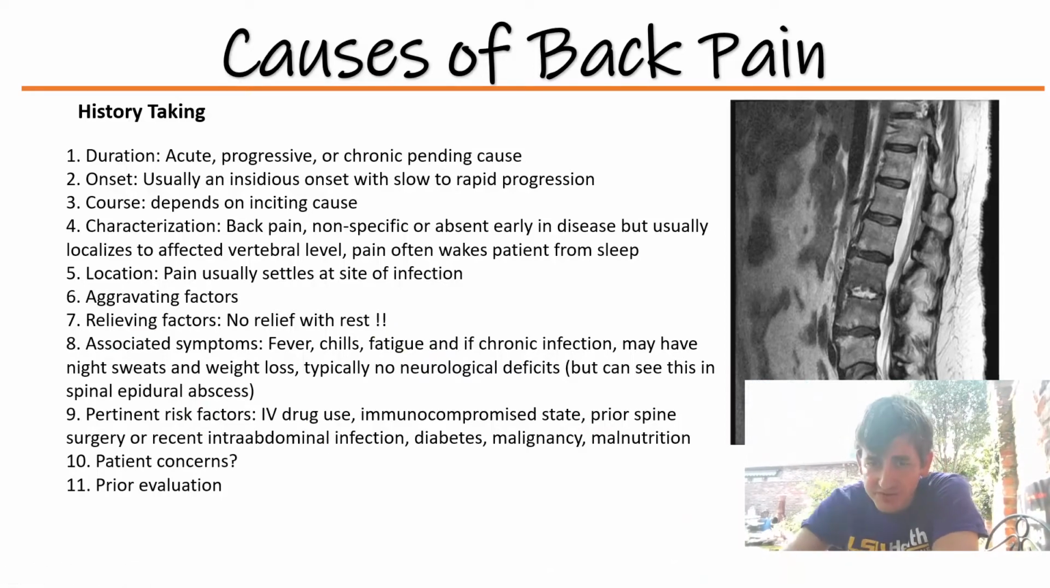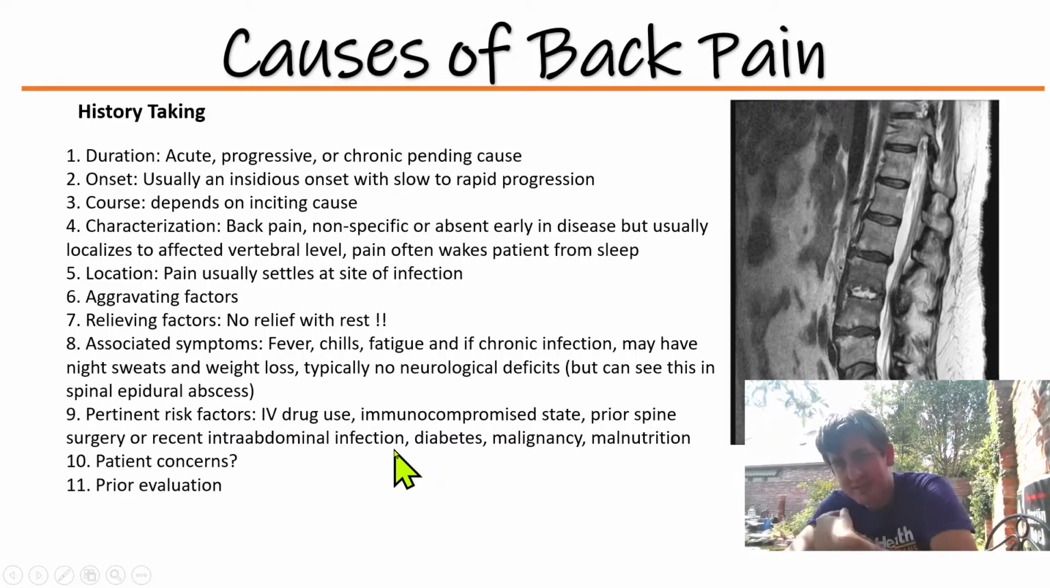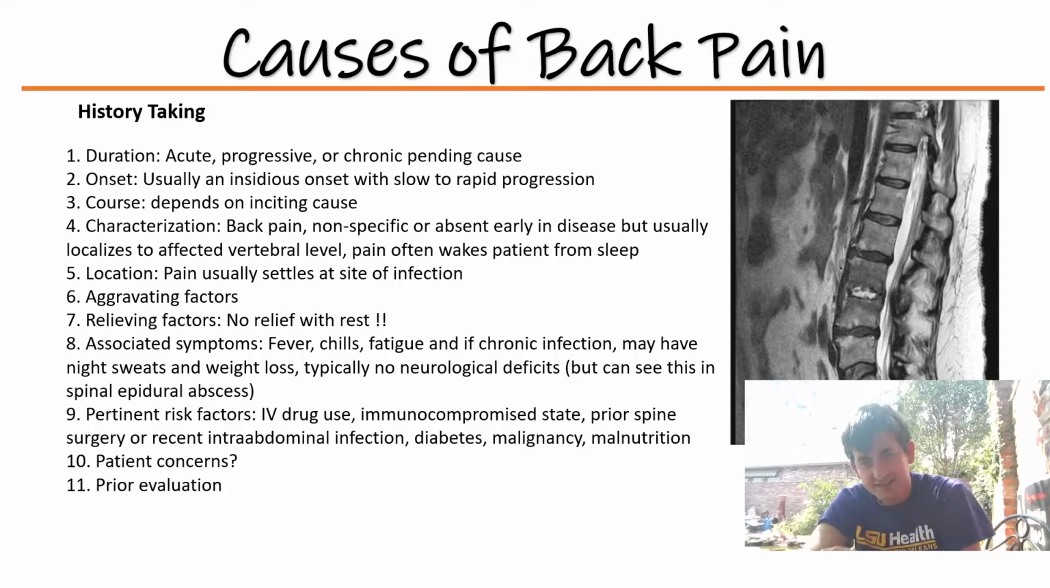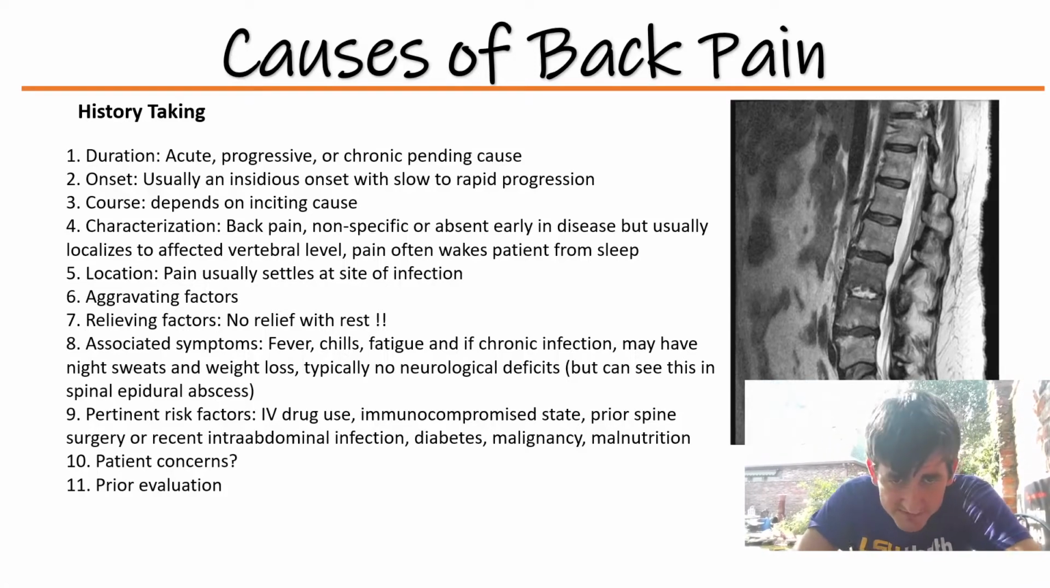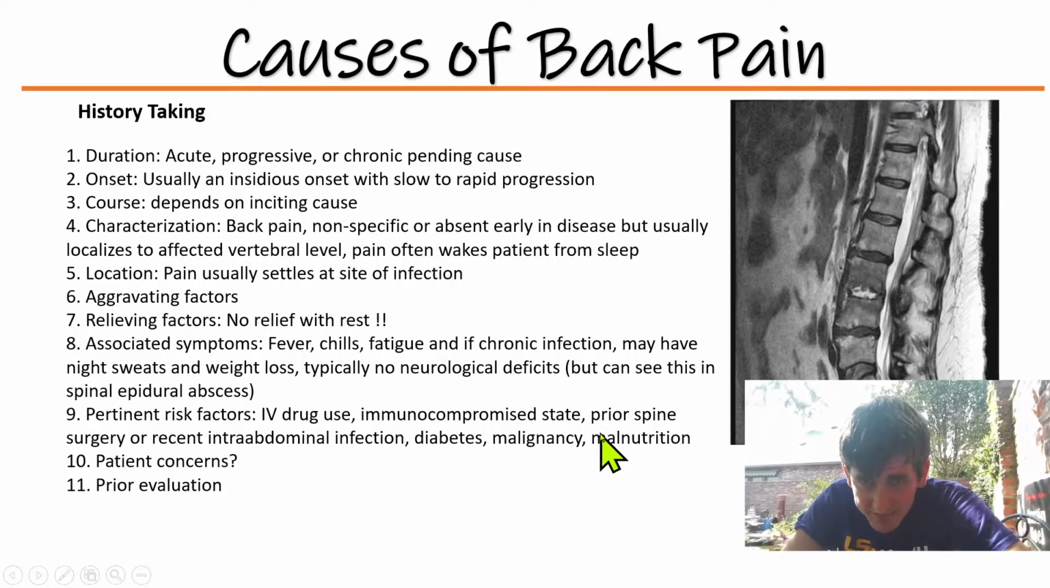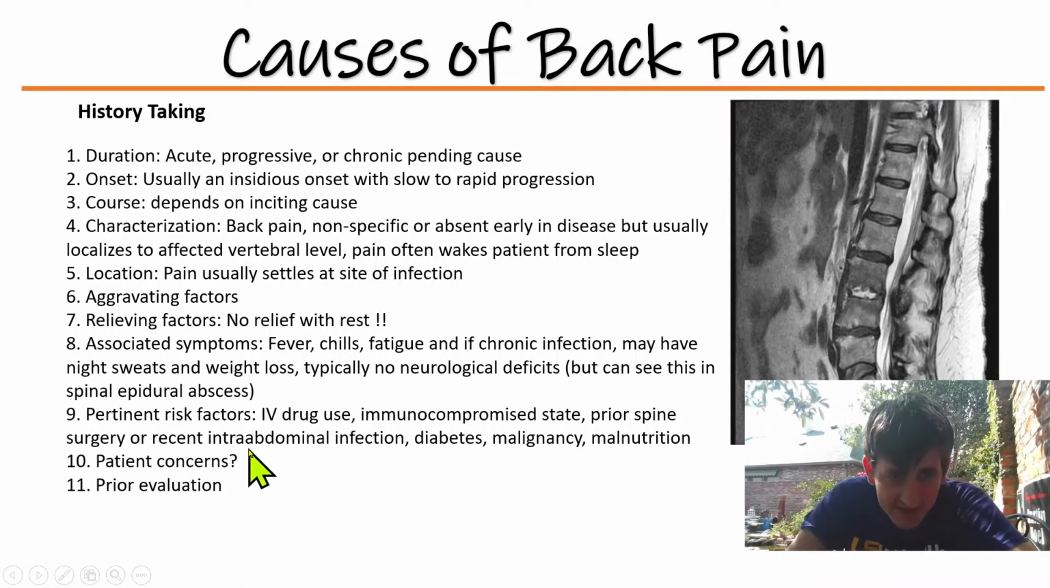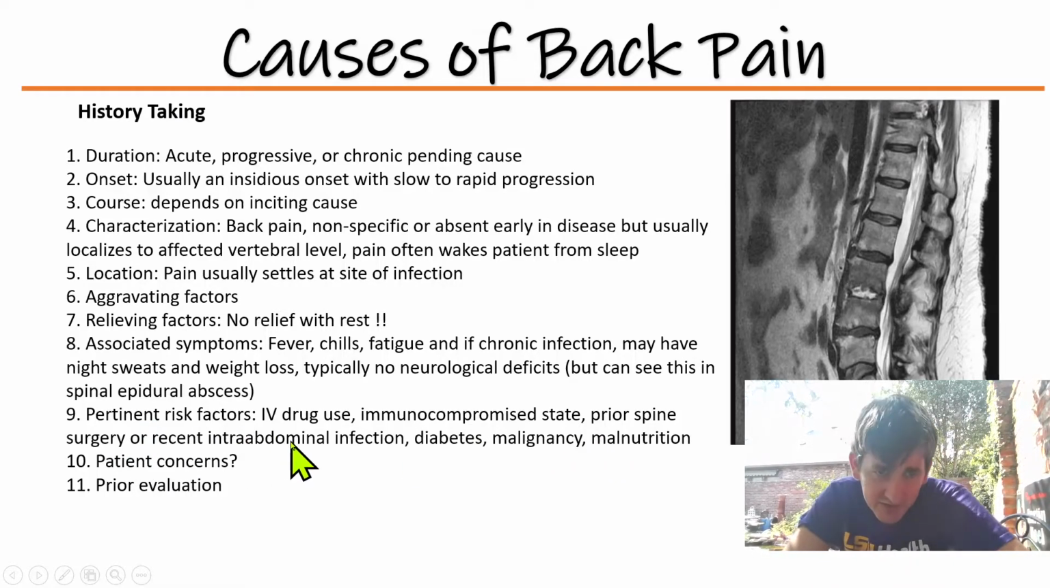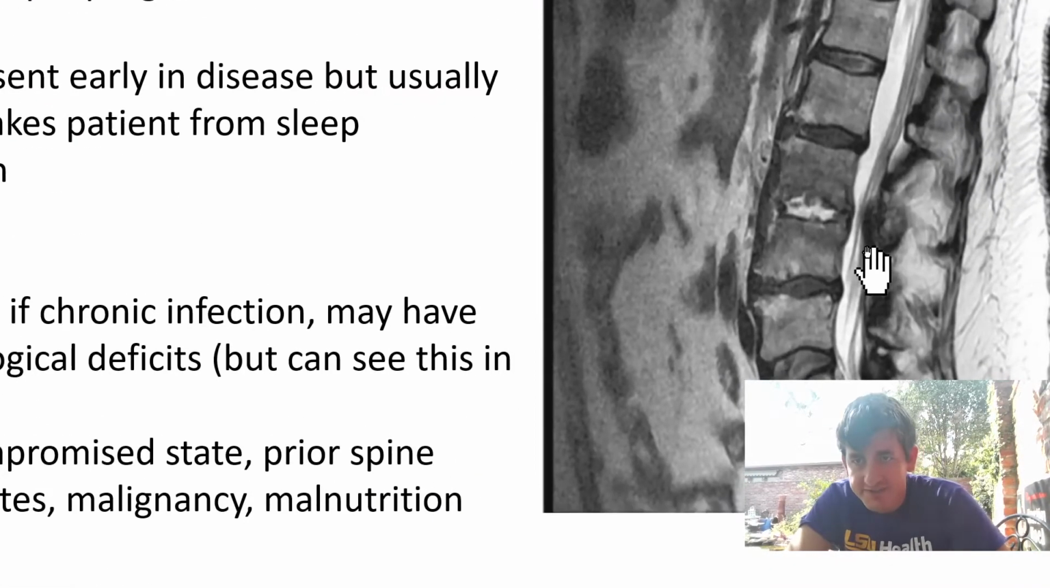Typically no neurological deficits, but we will see this in spinal epidural abscess, which is our 3rd infection we will discuss. Pertinent risk factors: IV drug use. Don't be doping up drugs, y'all, because you can get bacteria into the veins and go to your body and heart and everywhere. Immunocompromised state, prior spinal surgeries, especially retroperitoneal intraabdominal infections, pyelonephritis, kidney infection, diabetes, malignancy, malnutrition. I always ask the patient if there's something they're worried about and prior evaluations they've had.